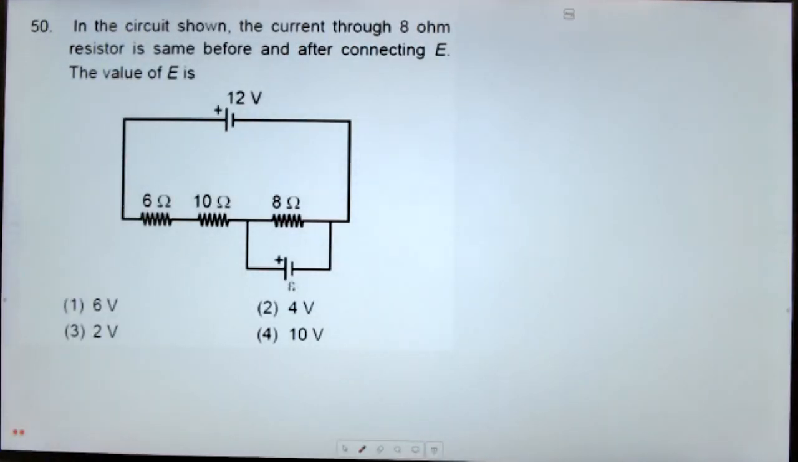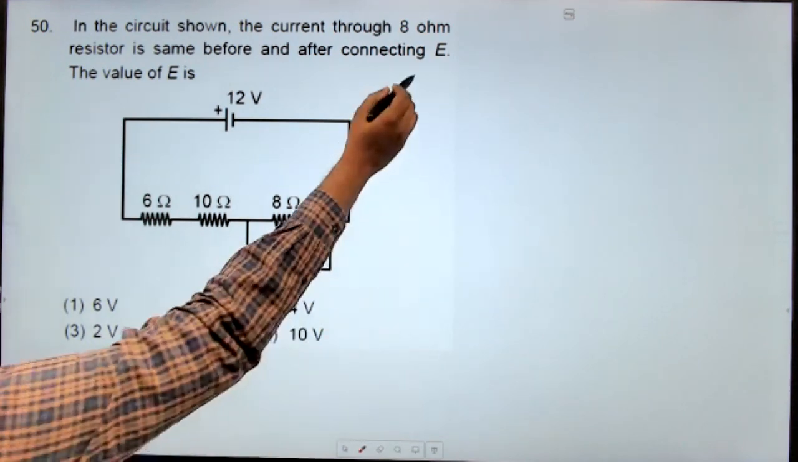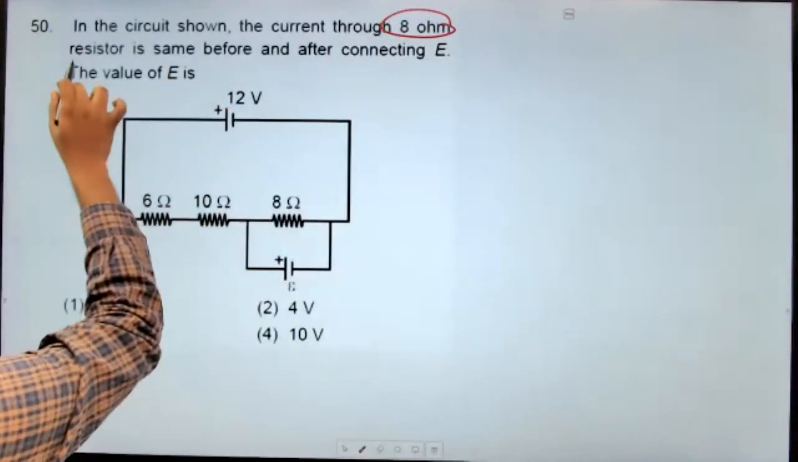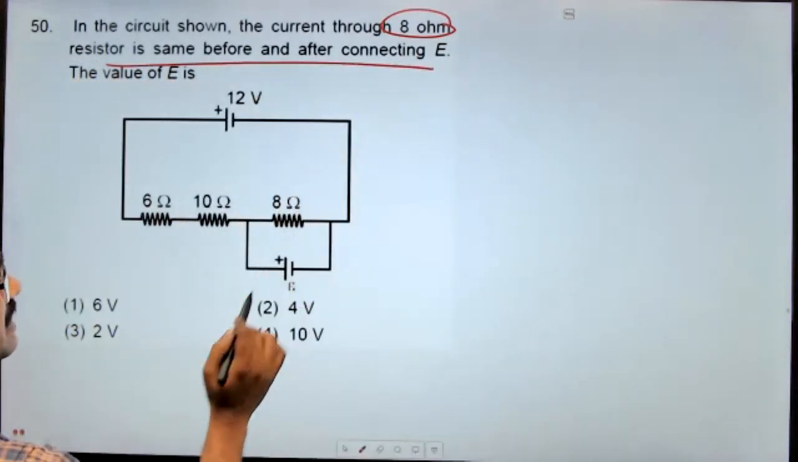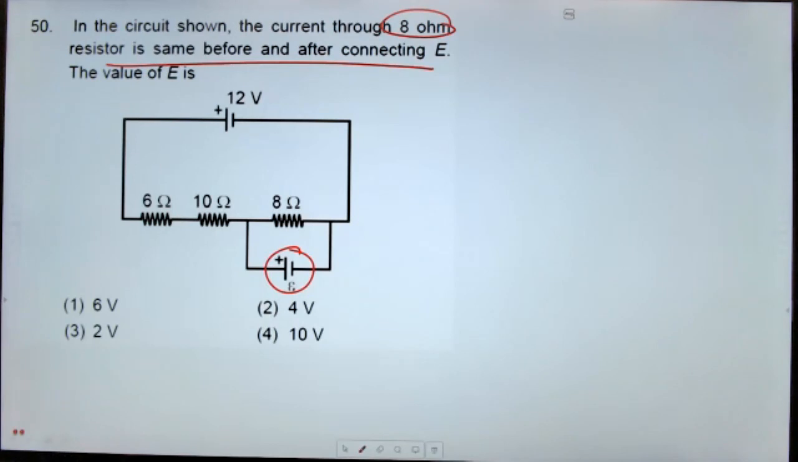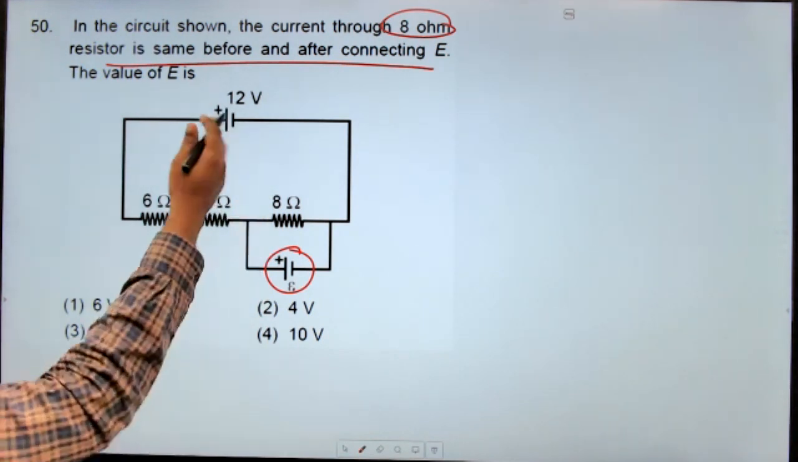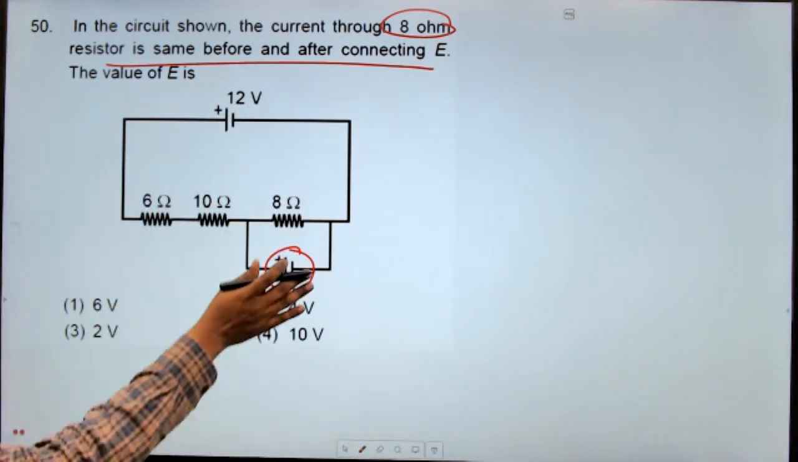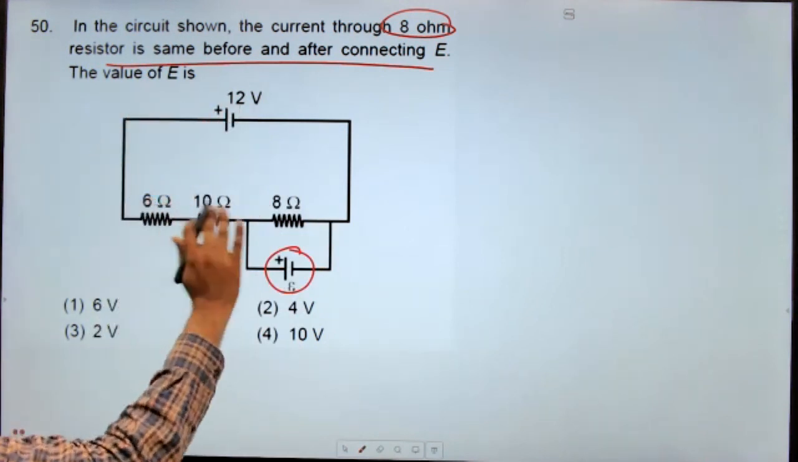Next one. In the circuit shown, the current through the 8 ohm resistor is the same before and after connecting E. So if you connect this voltage, or if you are not connecting this voltage, then current is same. In both cases, current is same. Now, how are you going to solve this? So what is the current passing through this, without this one, in this circuit?